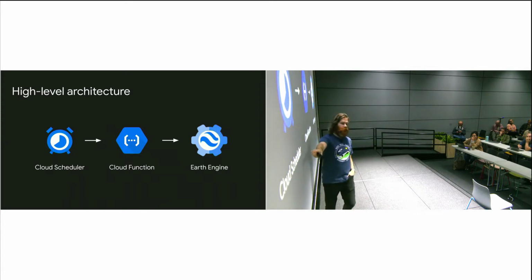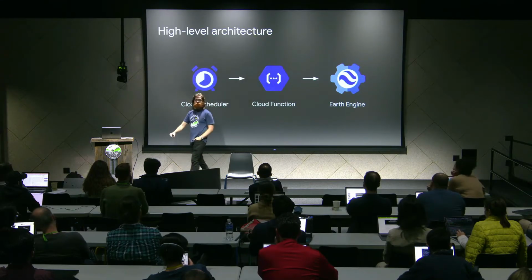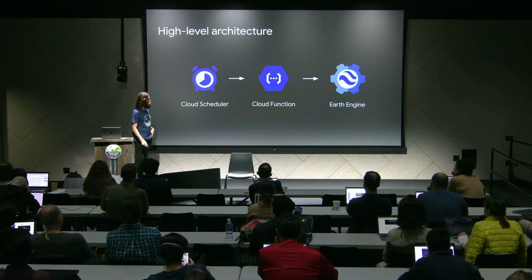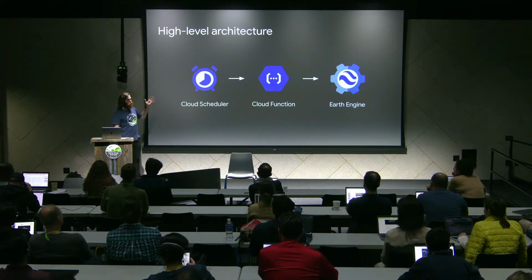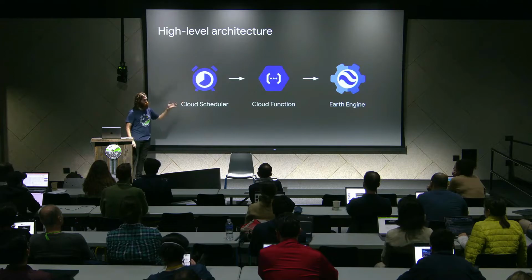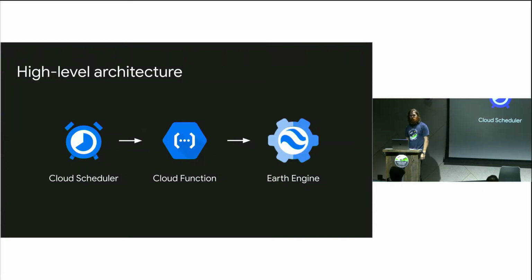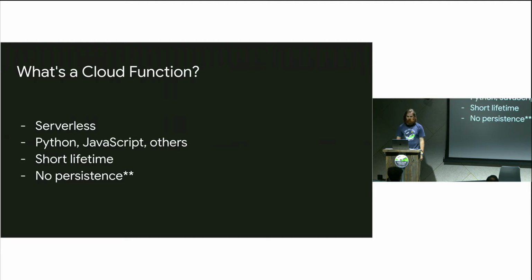And the cadence here comes from the Cloud Scheduler. The Cloud Scheduler is a tool that just lets you specify how often you call these cloud functions. And the mechanism through which that happens is this pub sub. And we'll talk a bit about pub sub in a moment.